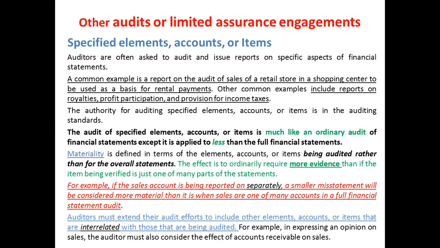According to specified elements and accounts, you should know that the auditor will conduct the audit as an audit of financial statements. Take care of materiality level. Here the auditor will set the materiality level as low as possible, consider small misstatements to be material, and accumulate more evidence. These are the most important items related to auditing specified elements, accounts, or items.